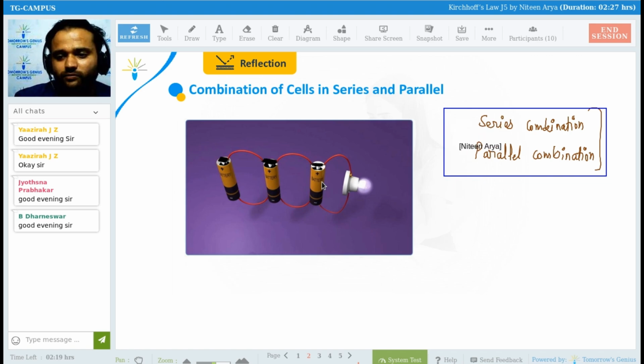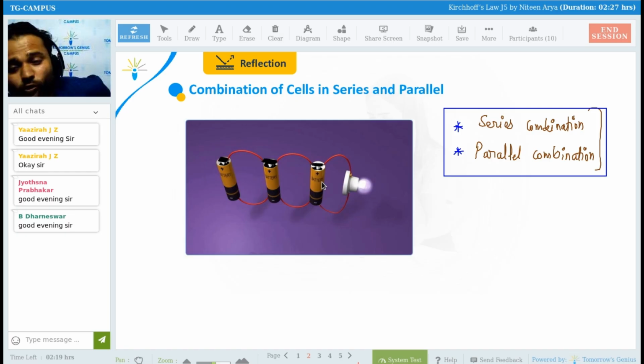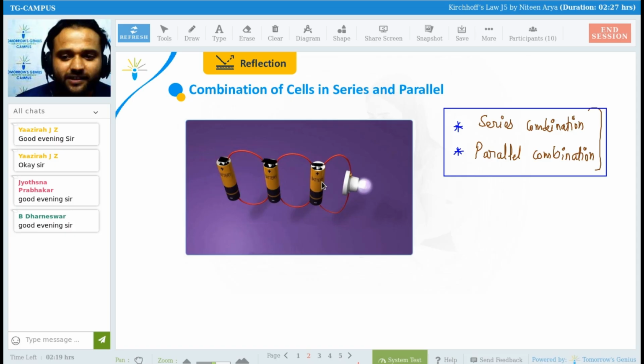There are these. What am I doing today? There are two types of combination: series combination, parallel combination. So I hope and believe you are clear on the basic difference between series combination and parallel combination. So please tell me, what is the basic difference between series combination and parallel combination?